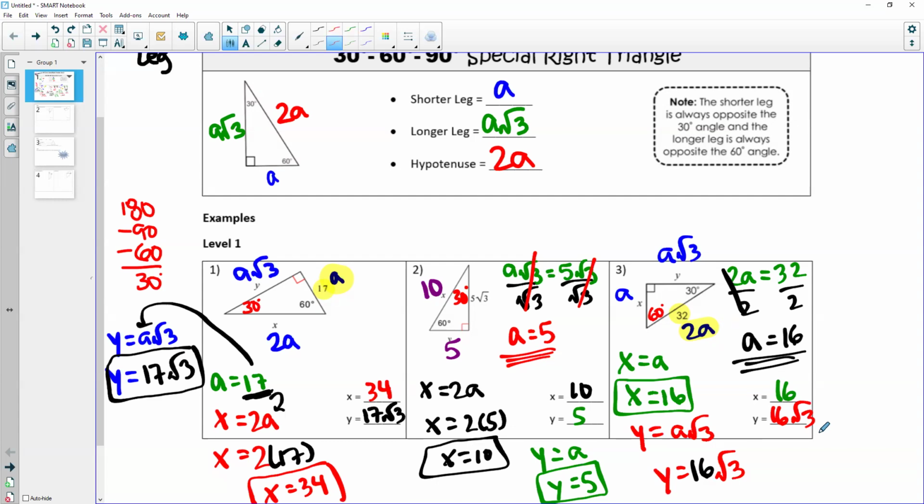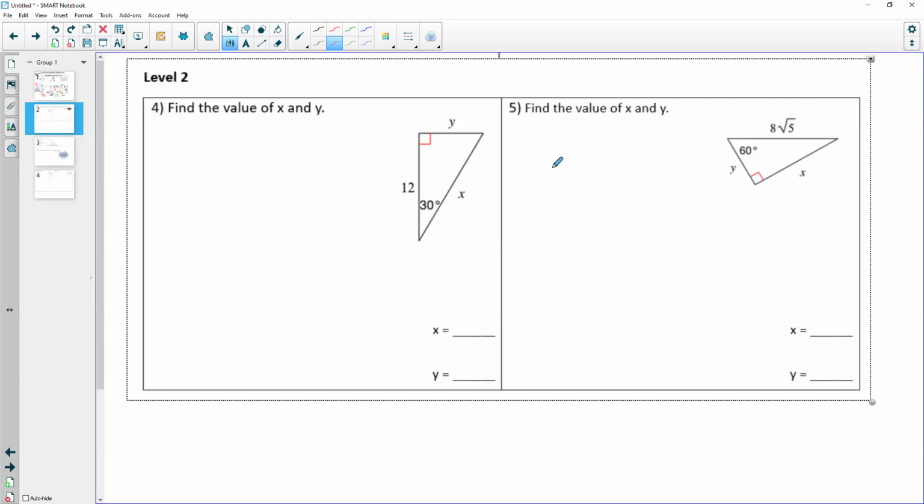Step number 3 is build an equation with your given side length and solve for a. In every single problem, you want to find the value of a. Let's practice with a few more on the next slide. If I look at the next slide, these are going to slowly start to scale up in difficulty.